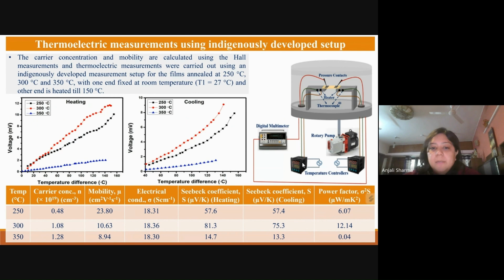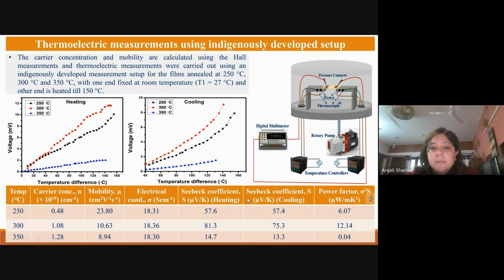So it can be seen that as the post-annealing temperature increases from 250 degrees Celsius to 300 degrees Celsius, the thermoelectric voltage generated increases up to 12 millivolts. Likewise, on the cooling stage, when we cool down the sample from the higher end of 150 degrees Celsius to room temperature and reduce the temperature difference, we again see the same pattern.